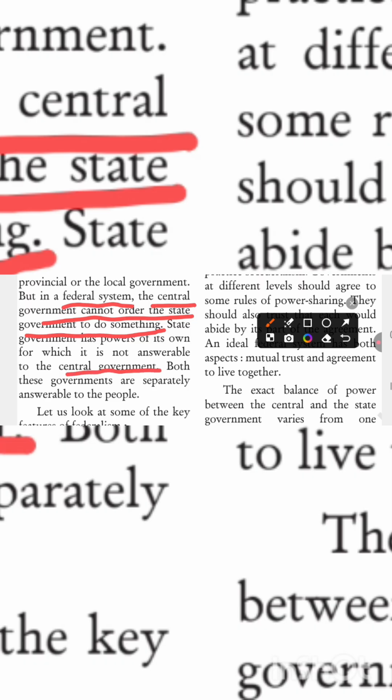So that means whatever decision the state government takes, the central government is supposed to respect those decisions. Also, the state government is not answerable to the central government for what it is doing. Both these governments are separately answerable to the people. The state government is answerable to the people living in that state. The central government is also answerable to the people living in that country as a whole, because we already discussed that the central government is the government which takes care of the country as a whole. Clear?